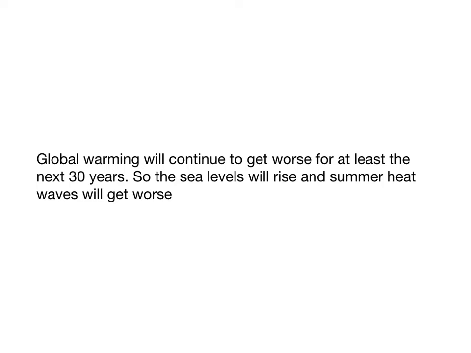Global warming will continue to get worse for at least the next 30 years, so sea levels will rise and summer heat waves will get worse. So you have two sentences here. Global warming will continue to get worse for at least the next 30 years. That's your premise. And you might think, well, we have one sentence here at the end. That one sentence is our conclusion, right?